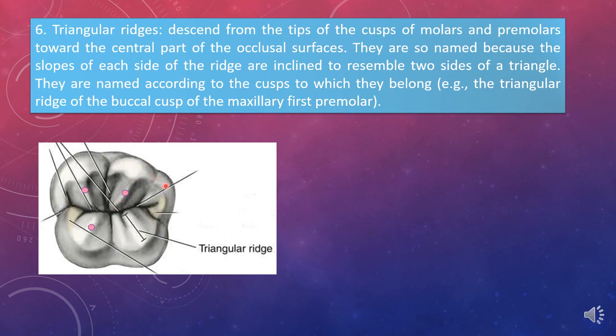Now this cusp of the molar tooth starts from the tip of the cusp and descends to the central part of the occlusal surface, so this is called the triangular ridge. Why is it called a triangular ridge? They are so named because the incline of this ridge resembles the two sides of a triangle. They are named according to the cusp to which they belong. Suppose this is the mesial side and this is the buccal side of the tooth, then it is called the triangular ridge of the mesiobuccal cusp of the molar tooth.